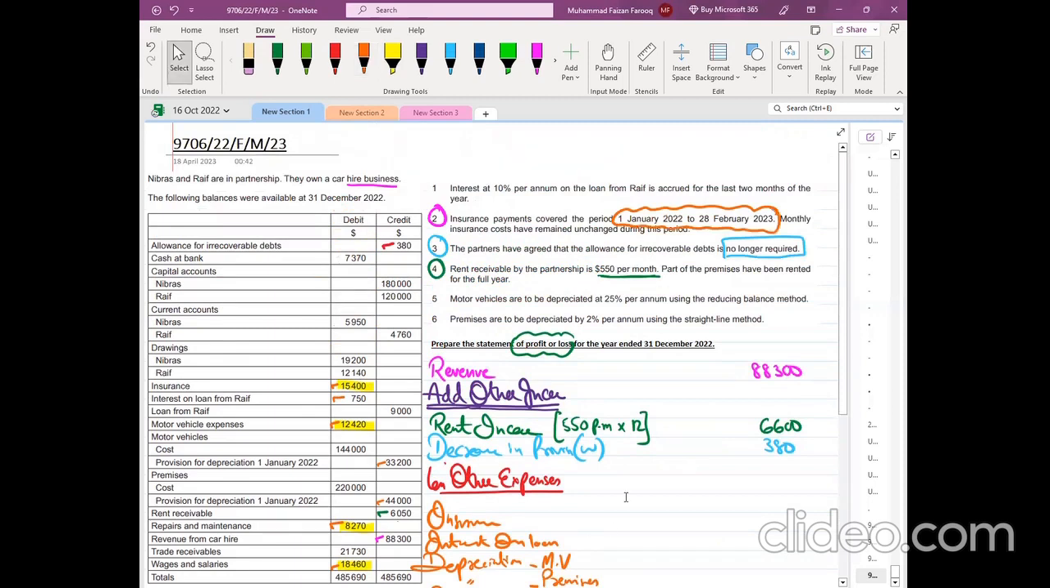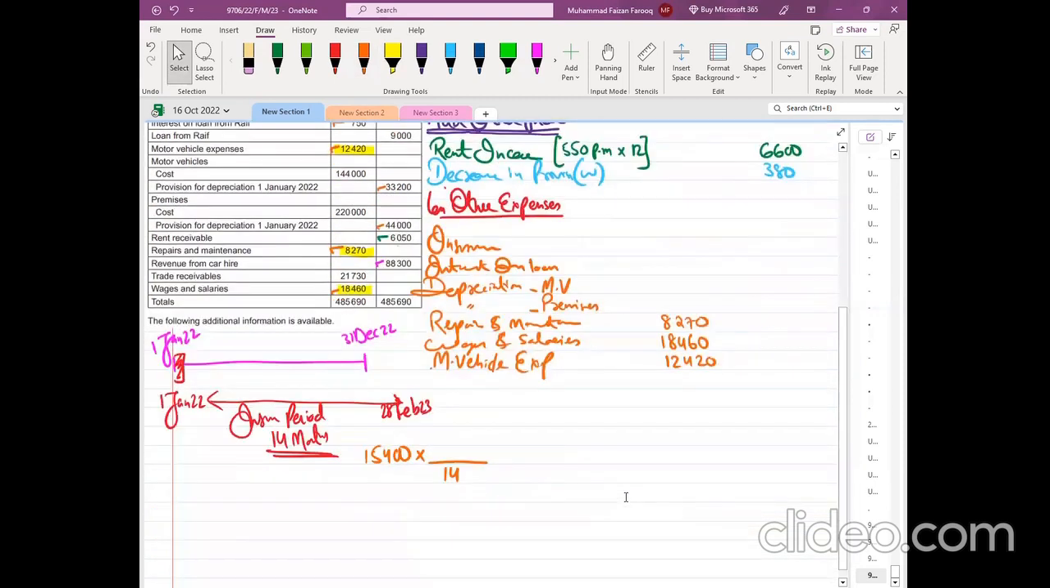this period is how many months? This period is 14 months. Our year end is how many months? This is the partnership year end. We are saying year end, profit for the year. Year is how many months? 12 months. So this insurance is for 14 months.